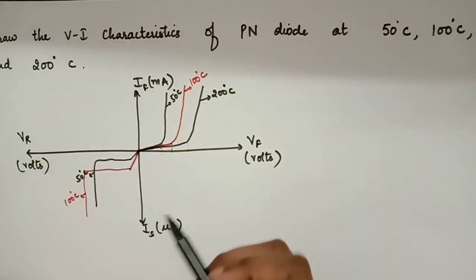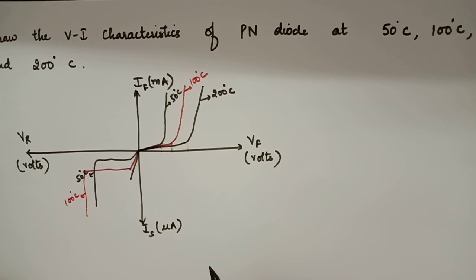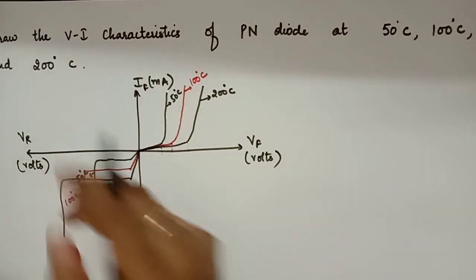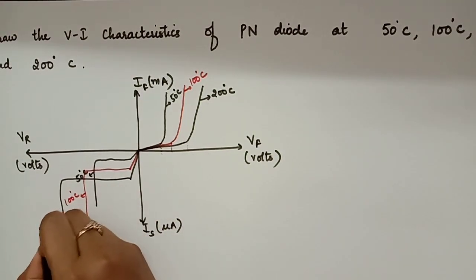Now for 200 degrees Celsius, again the current will further rise. We will draw the line deeper, and the forward voltage is also going to increase. So this is the forward voltage. So this is how we will draw the graph for all the three temperatures.